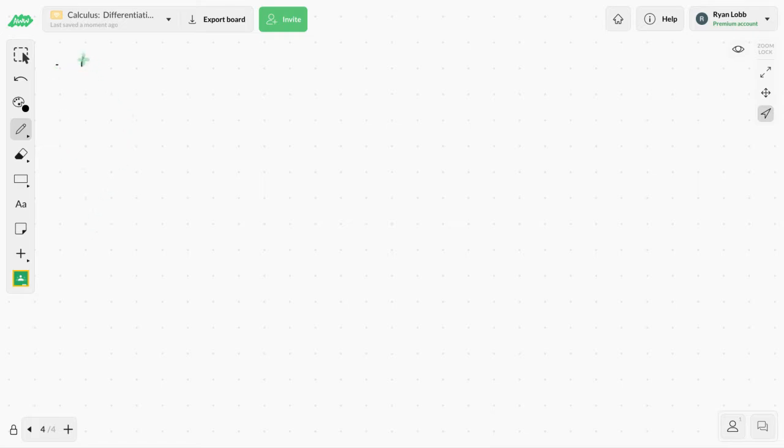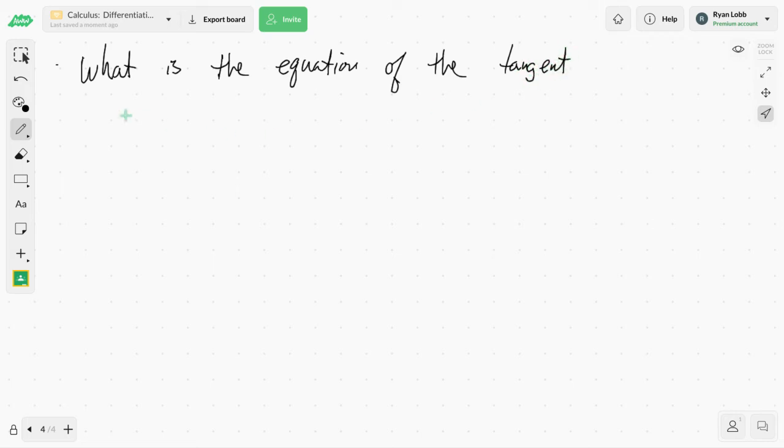Now this one, what is the equation of the tangent line to function f of x equals x to the 4th when x equals -2? Okay, what's the equation of the tangent line to function f of x equals x to the 4th when x equals -2?